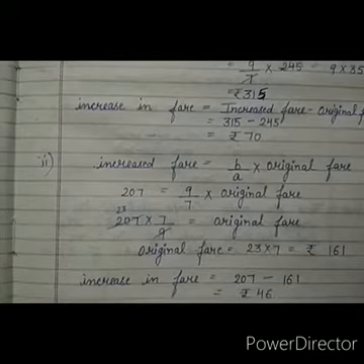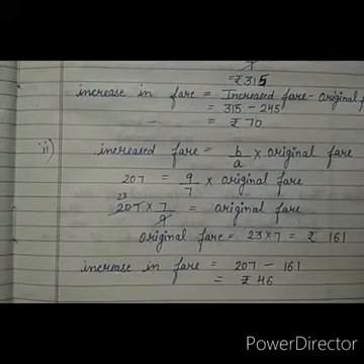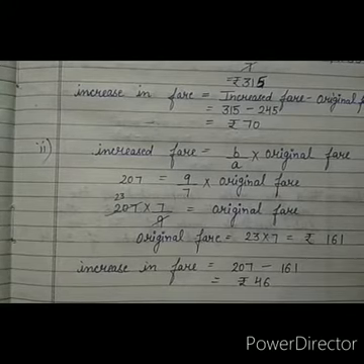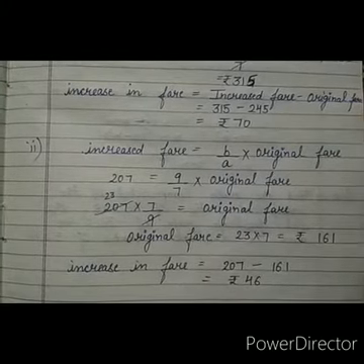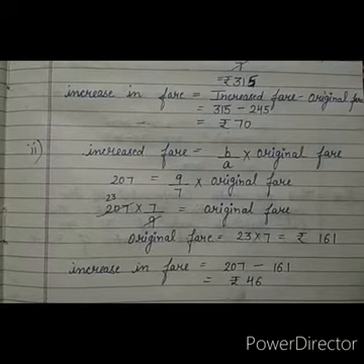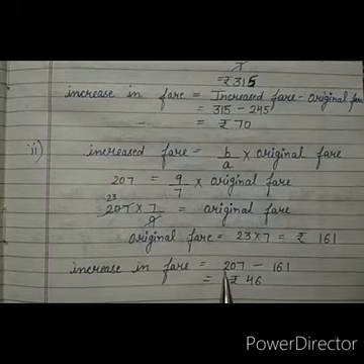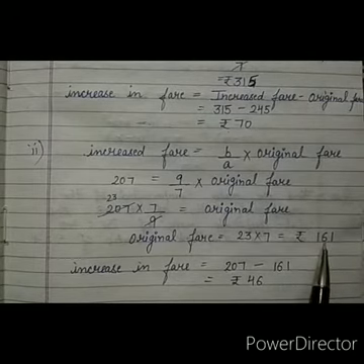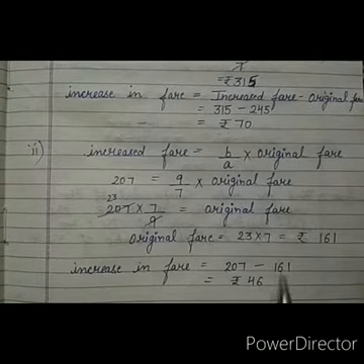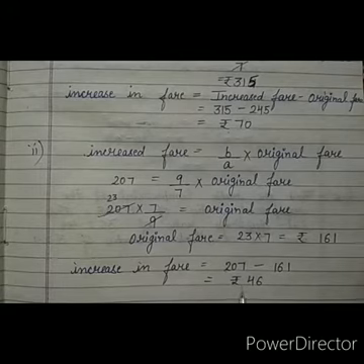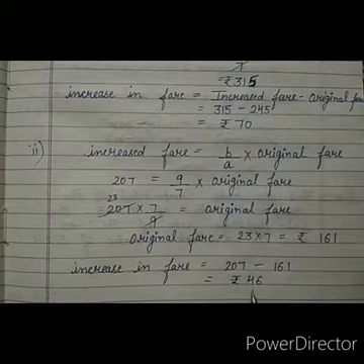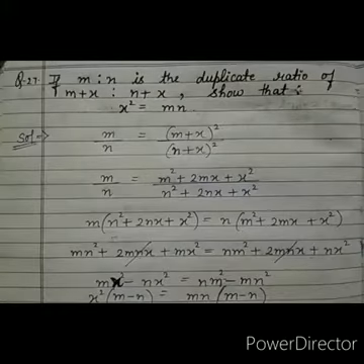Now in order to find increase in fare, in the same way we have to subtract increased fare minus original fare. So we have the increased fare as given in the question 207 minus original fare, that we have found 161, subtracted, then we will get our answer of increase in fare, that will be equals to rupees 46. Now the next question is question number 27.